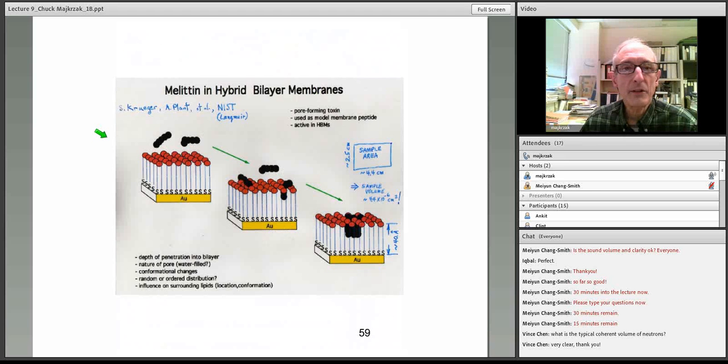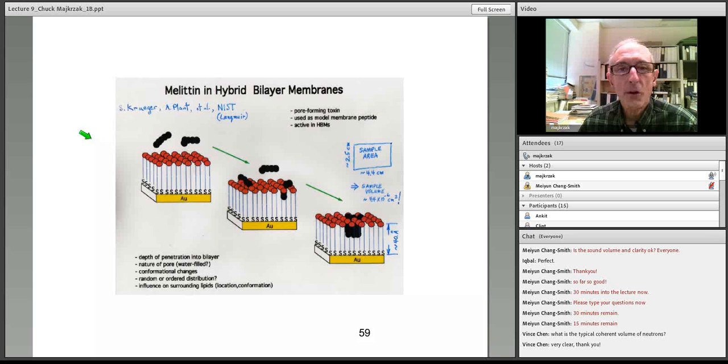Here's a typical model system that was done many years ago by Susan Kruger and Plant and Company at NIST. And this is a good example because it's a demonstration experiment, and not that melatonin is terribly important, it's a component of bee venom actually, I've learned. But it's illustrative of the power of the reflectometry technique, what its potential is.